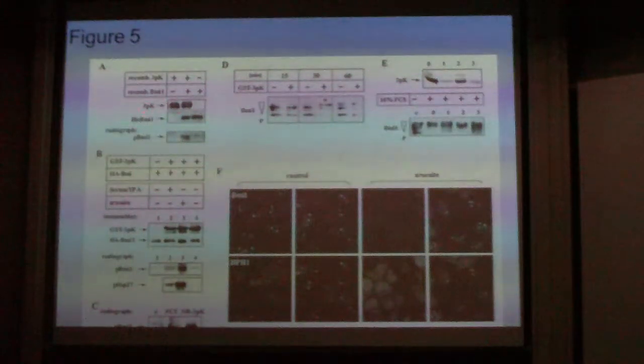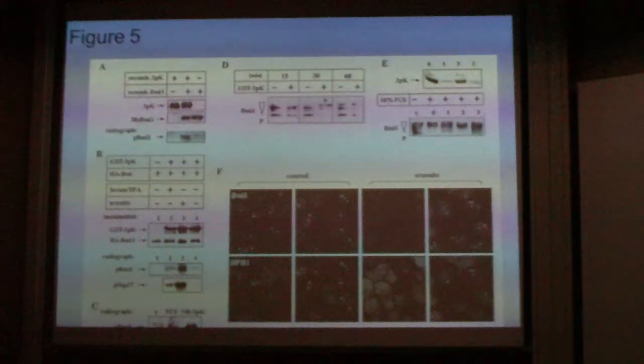In a case where we've actually purified BMI and 3PK from cells, and this is where we purify it from bacteria, it's barely visible. Control: no kinase, or kinase dead. Here is the kinase mixed in with BMI, it becomes hot. So that's a very direct measurement.